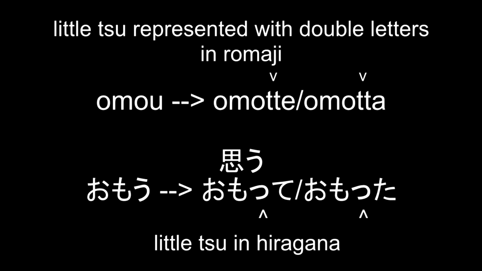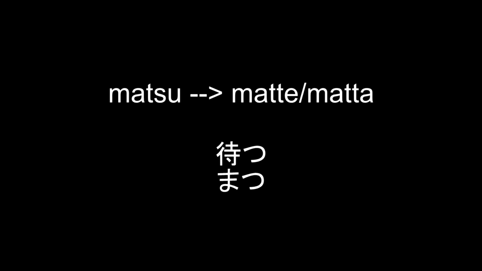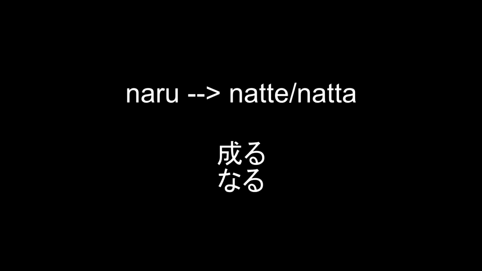So an example of an u verb is omou. This becomes omotte and omotta. For tsu verbs, we have matsu, which becomes matte and matta. And finally, for ru verbs, we have naru, which becomes natte or natta.